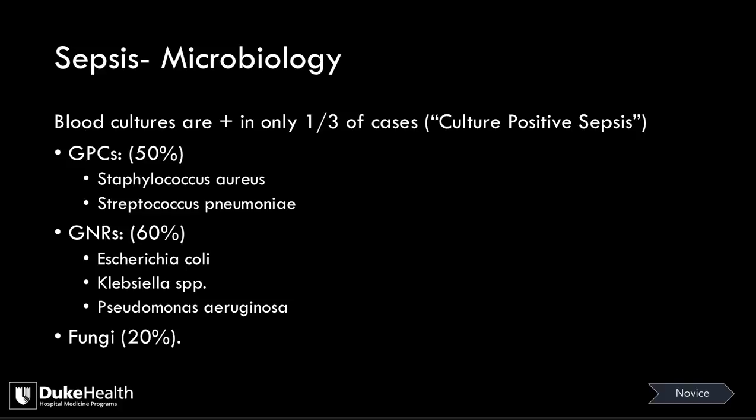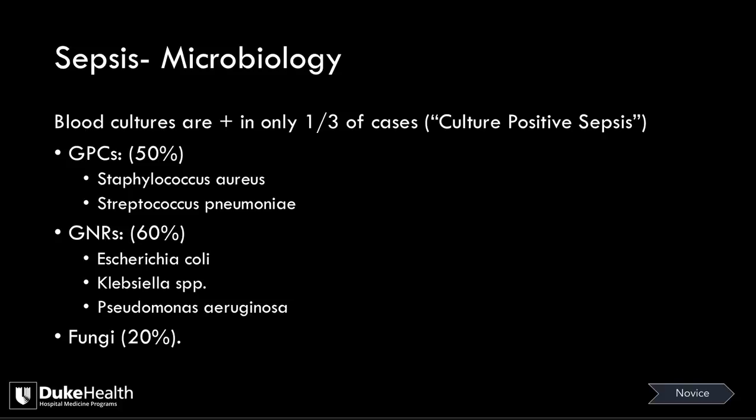When we talk about the microbiology of sepsis, it's actually quite evenly distributed between gram-positive and gram-negative isolates. In all honesty, blood cultures are positive in only around 33% of cases. And a lot of times we go without knowing exactly the organism that caused it for a variety of reasons.